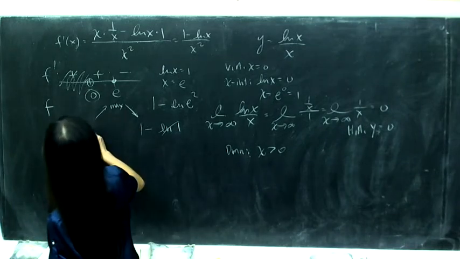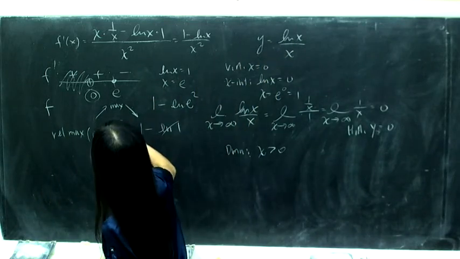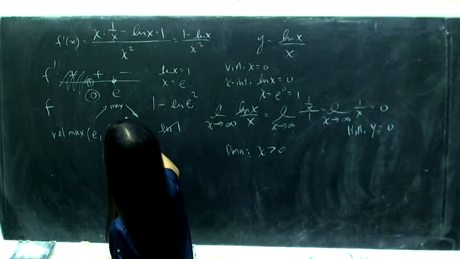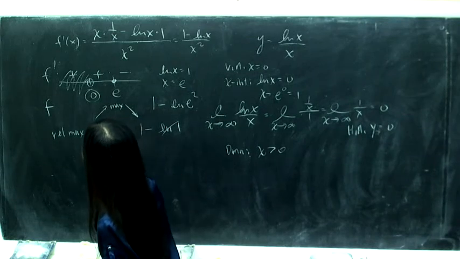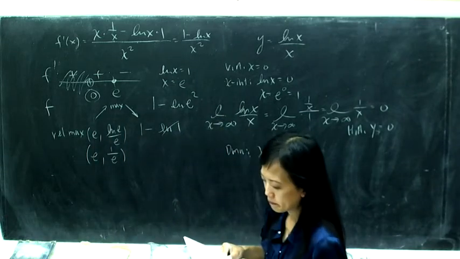Okay, so we have relative maximum located at e, so it's ln of e over e. That's 1 over e, right? So e, 1 over e is the relative maximum. Okay.